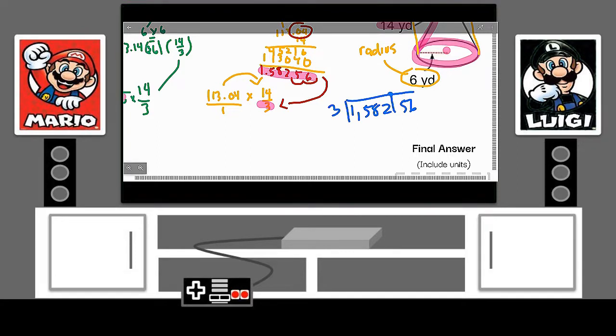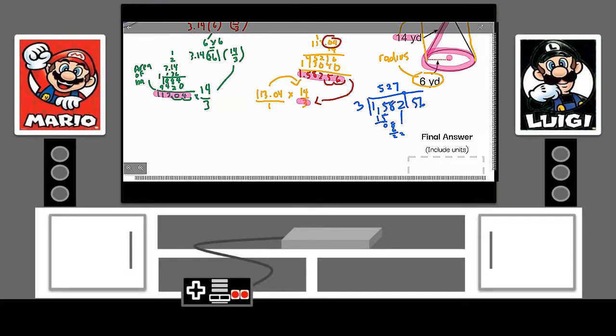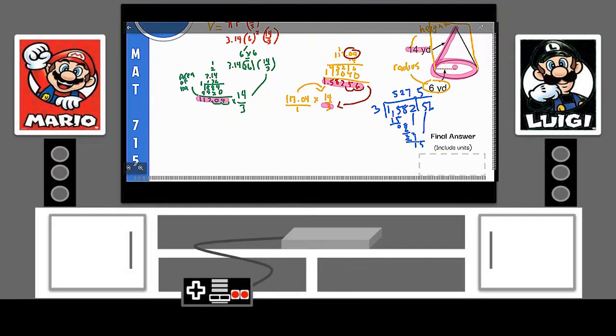I like to raise my decimal point up right away. 3 can't go into 1, but it can go into 15 5 times. 0, bring down my 8. 3 can go into 8 2 times. We get 6, left over 2. Bring down our 2. 3 can go into 22 7 times. So that would be 21. We're left over with 1. Bring down our 5. 3 can then go into 15 5 times. And then we have 15. And we bring down our 6. 3 can go into 6 twice.